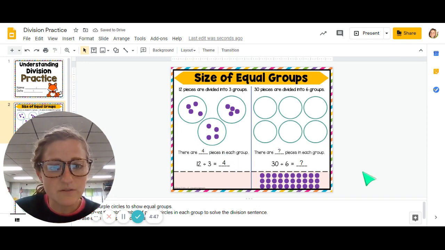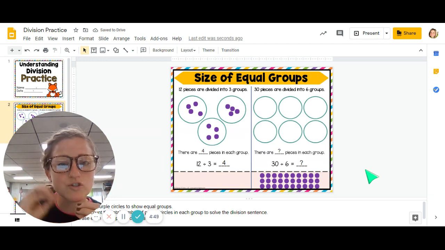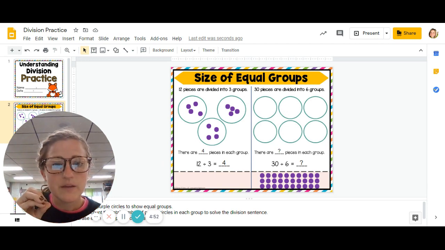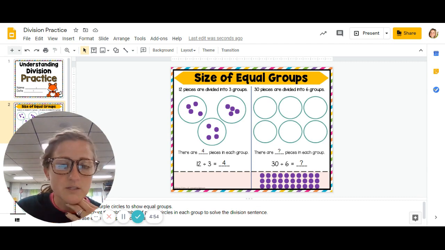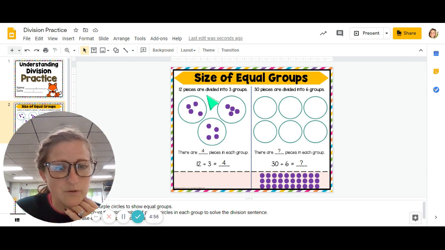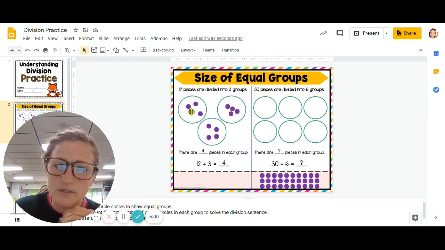So the process of dividing is to take a large number and to share it equally into smaller groups. So our groups, I wonder if you can look at this picture and decide if the circles or the dots are the groups. I hope that you know the circles are the groups. So we have 1 group, 2 groups, 3 groups, and there are 4 in each group.